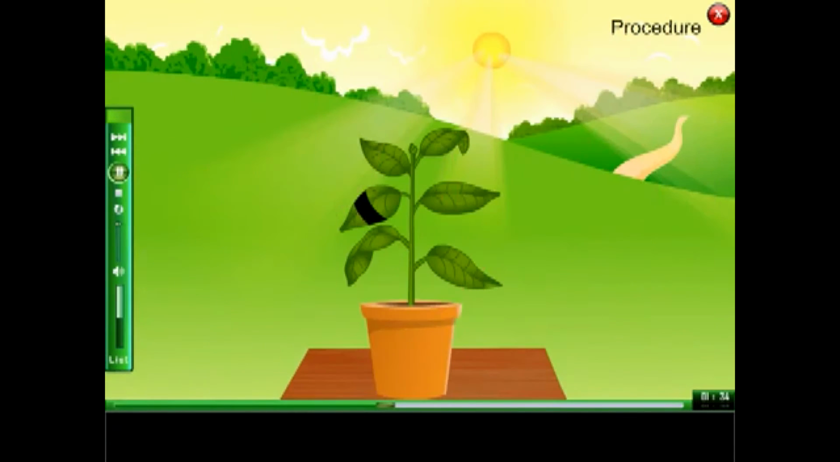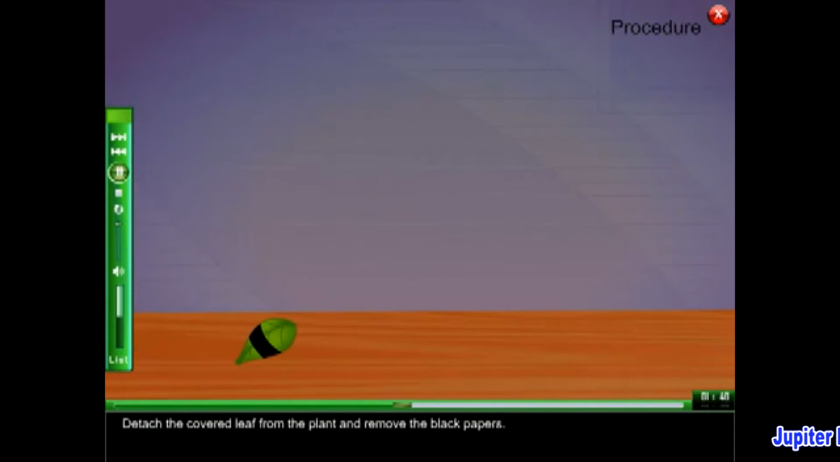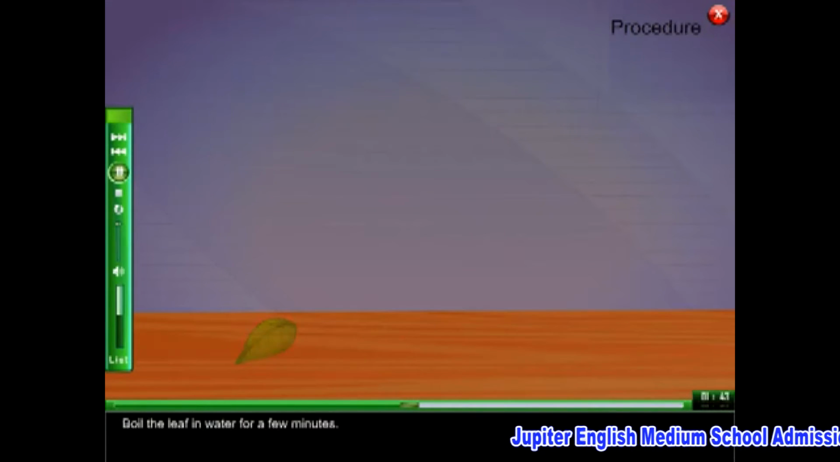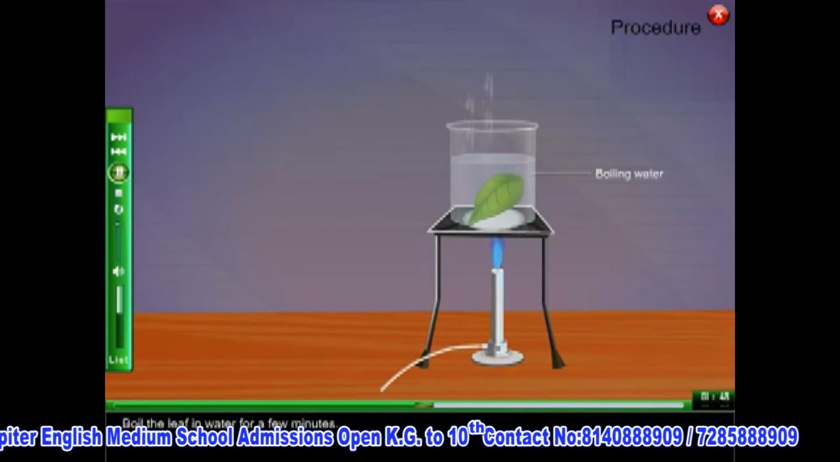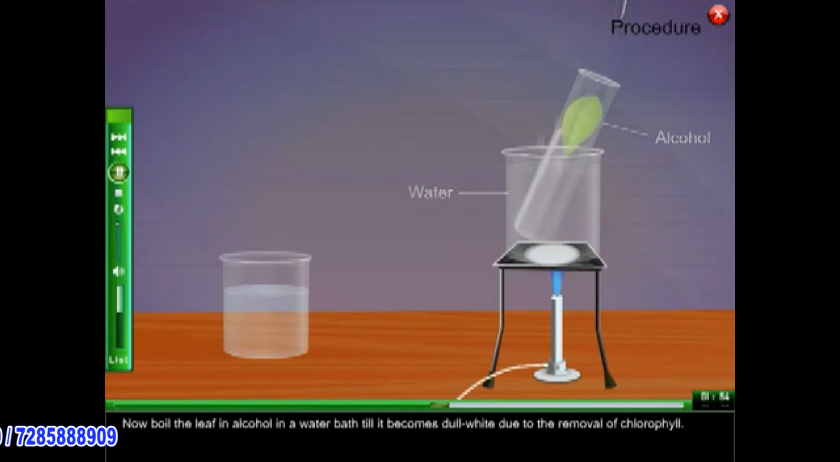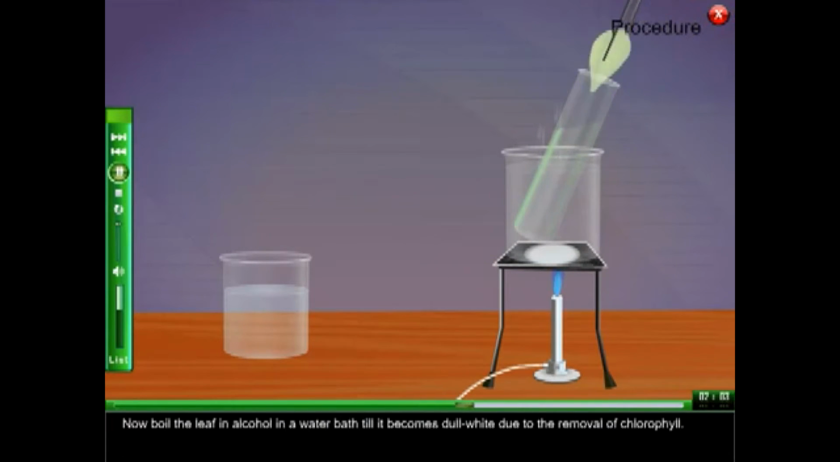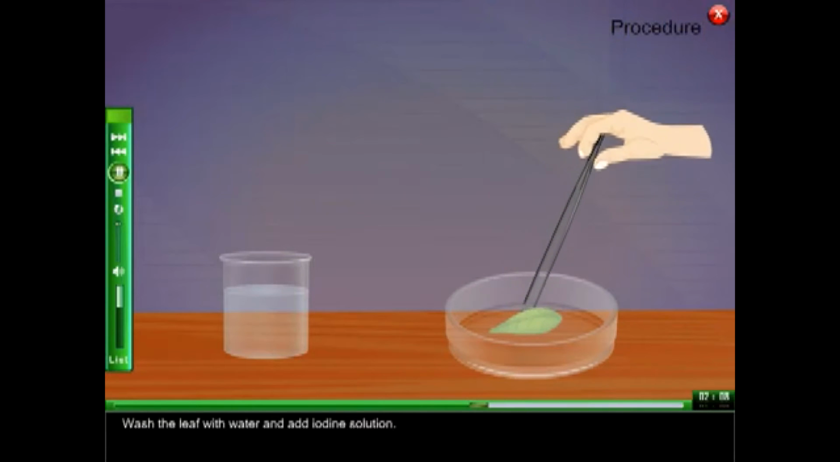After a few hours, detach the covered leaf from the plant and remove the black papers. Boil the leaf in water for a few minutes. Now boil the leaf in alcohol in a water bath till it becomes dull white due to the removal of chlorophyll. Wash the leaf with water and add iodine solution to it.